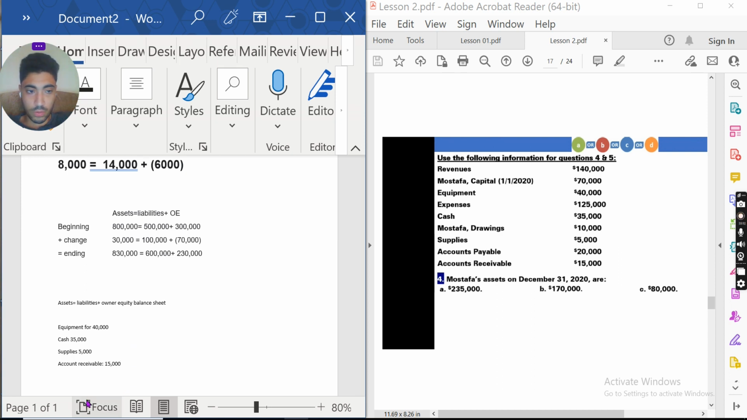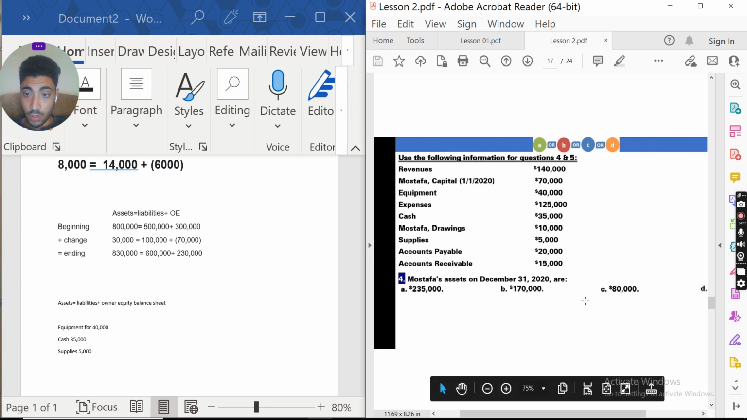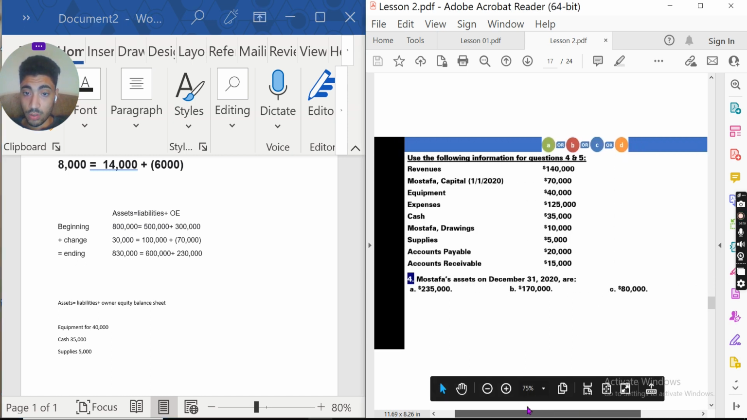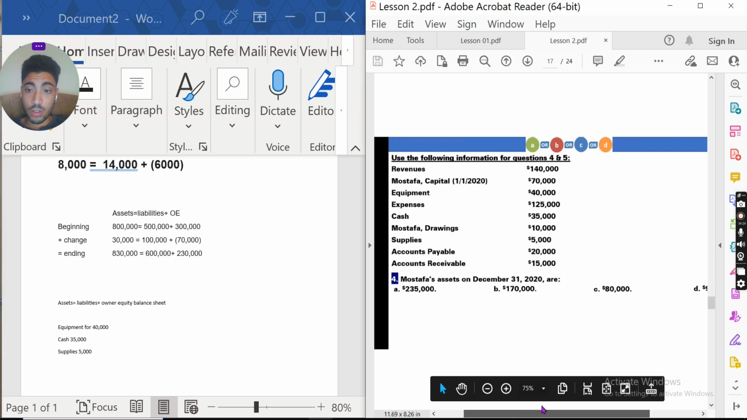It's an account receivable. Alright, let's try to figure out whether or not. What if you forgot about account receivable? You just eliminate that and check for the answers instead, and you're going to find it. Equipment for £40,000, 35,000 cash, that's 75,000. And 5,000 is 80,000. Alright, what do we have here? Oh, we have 80,000. And for the account receivable, it's 15, which means 95,000.